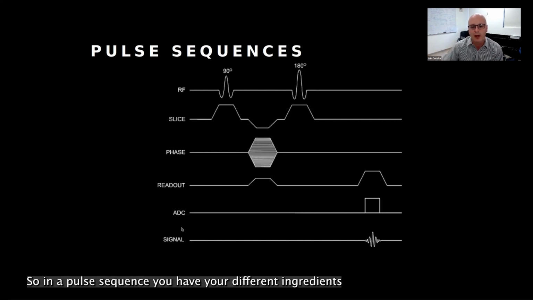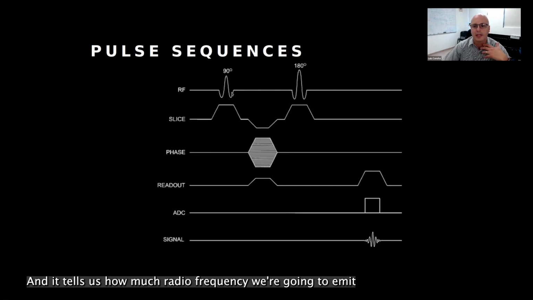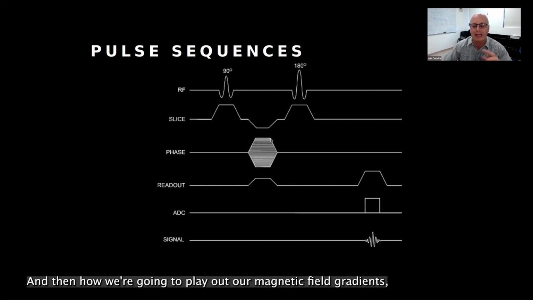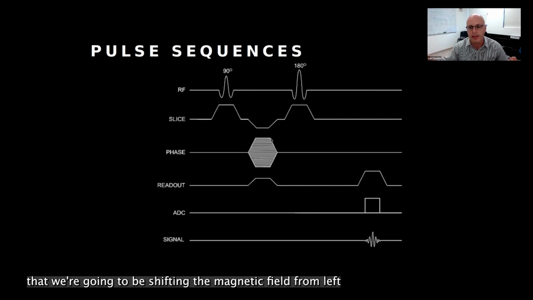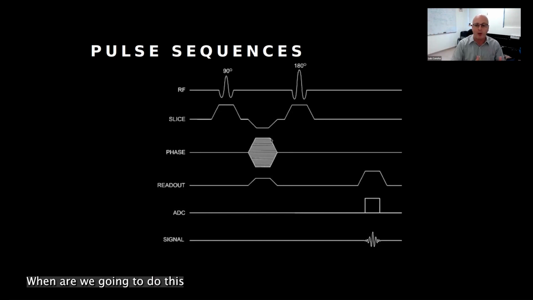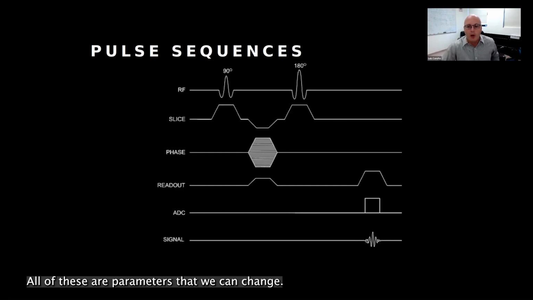So in a pulse sequence, you have your different ingredients on how you're going to make an image. For example, our first channel is the radio frequency, and it tells us how much radio frequency we're going to emit at one point in time, and then another point in time, and then how we're going to play out our magnetic field gradients, if we're going to be shifting the magnetic field from left to right or anterior to posterior or in some diagonal. When are we going to do this, and when are we going to get our signal down here at the bottom? All of these are parameters that we can change.